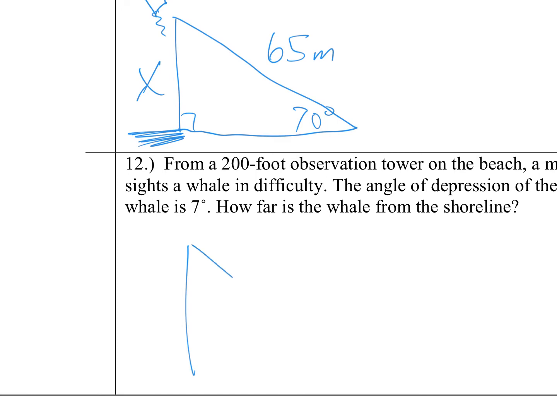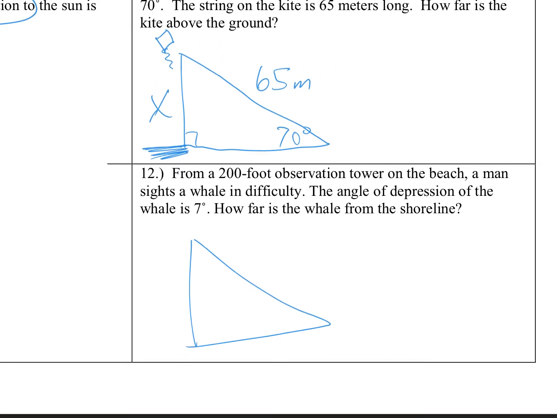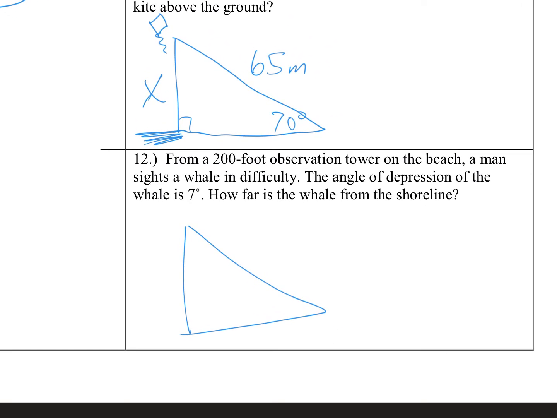All right. Right triangle. We're getting a little wordier. From a 200-foot observation tower on a beach. You guys ever been to treetops? So they have that observation tower you can walk up? Okay, think about that. But a 200-foot observation tower. What is that telling me? The height. There's a tower that this man is standing on that's 200 feet tall.